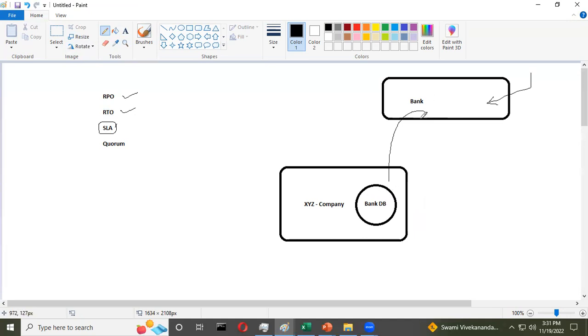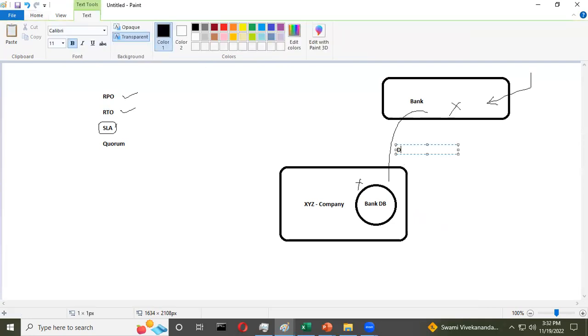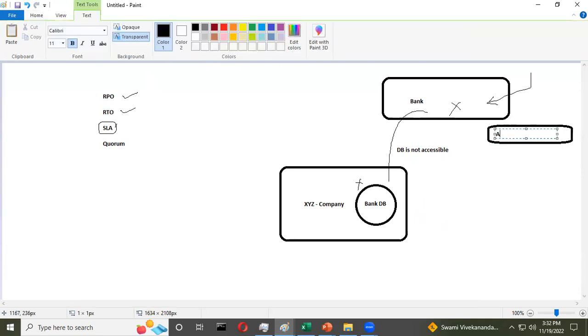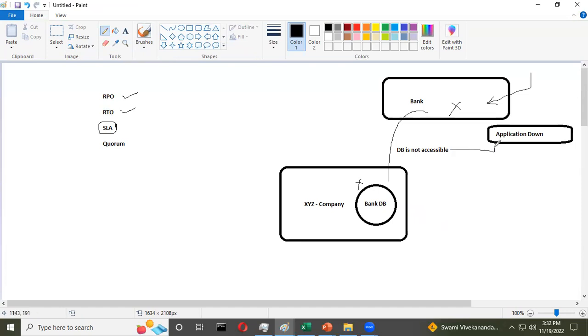Then what will happen if this database is not accessible? If the database is not accessible, then your bank application is down. Obviously, if the database is not available, then your application is down. And if the application is down, there will be loss in terms of revenue and users impacted, and it will be an issue at the application, bank, or ATM, wherever we go.